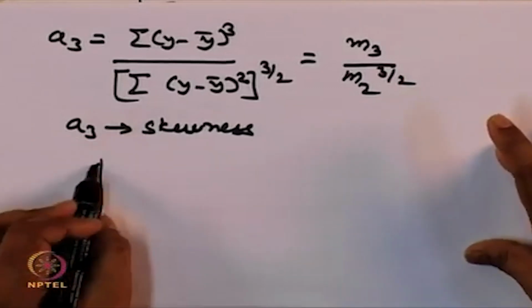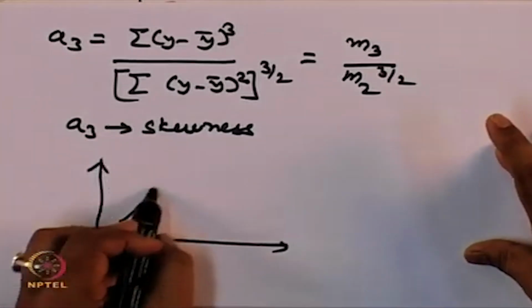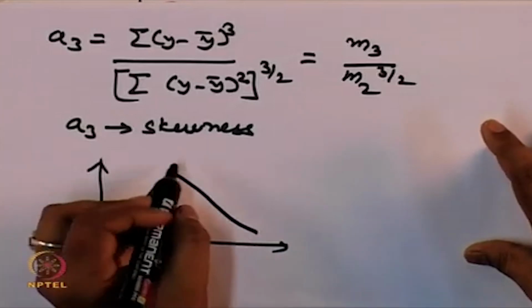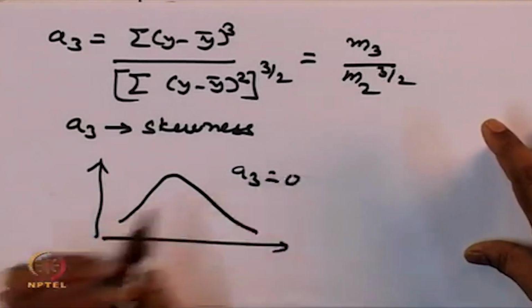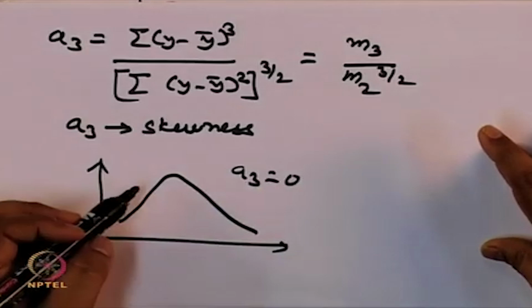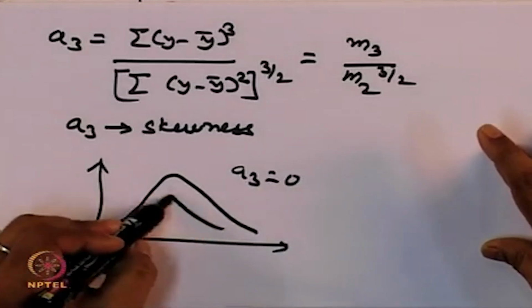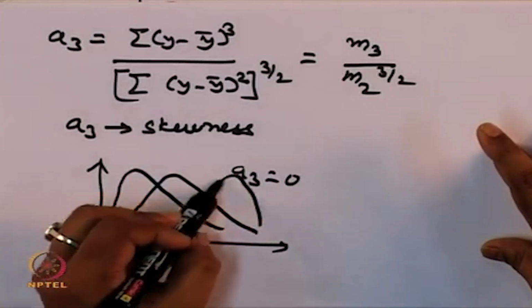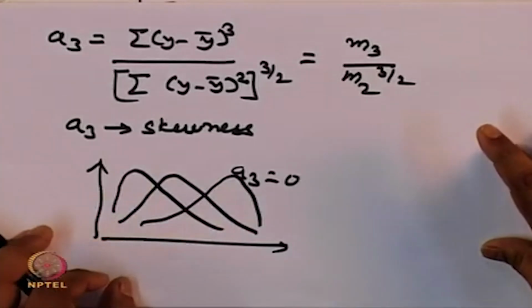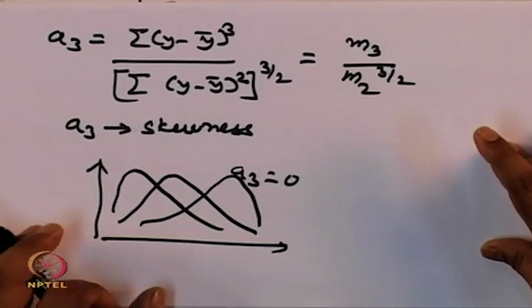So, for any symmetric distribution, my skewness A3 has to be 0. Okay. So, it is neither skewed in this direction or skewed in this direction. Okay. So, this is what skewness is about.